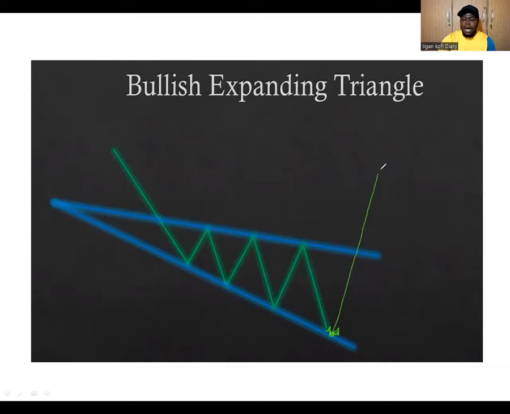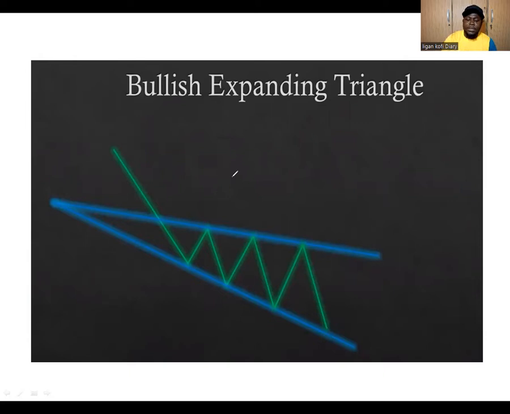Or if it goes up and breaks and comes back to retest, and you begin to see those candlestick patterns, or you begin to see similar chart patterns on top of it like this, then you should expect that reversal. You get it. So this is the bullish expanding triangle.